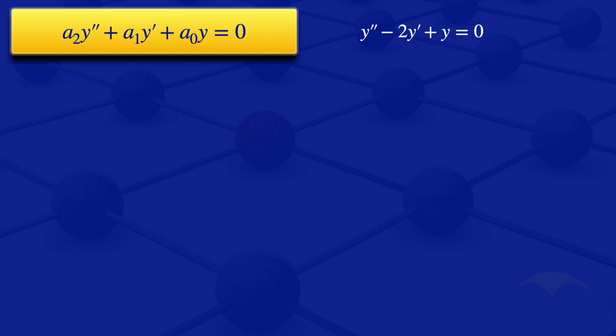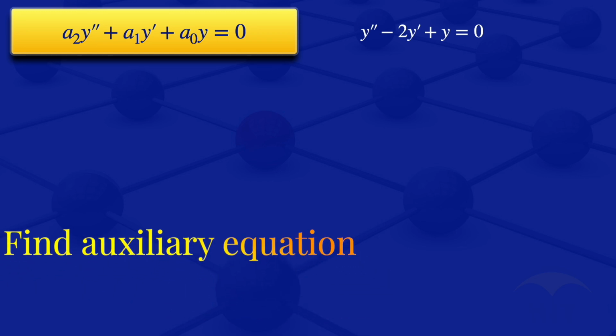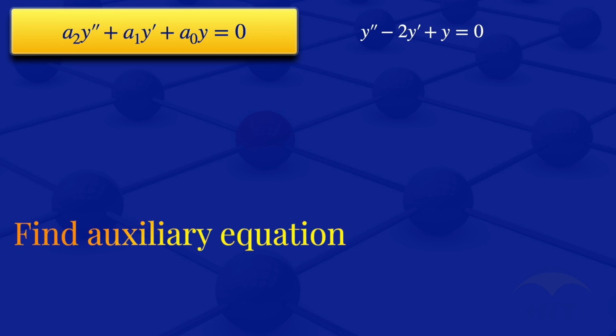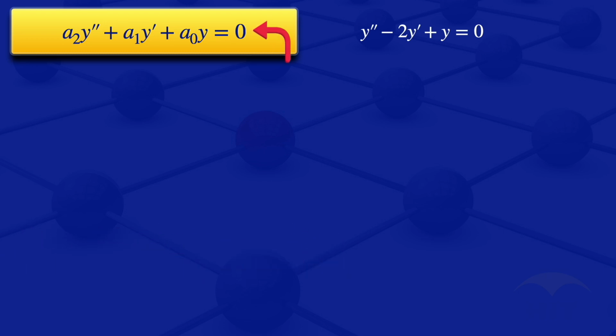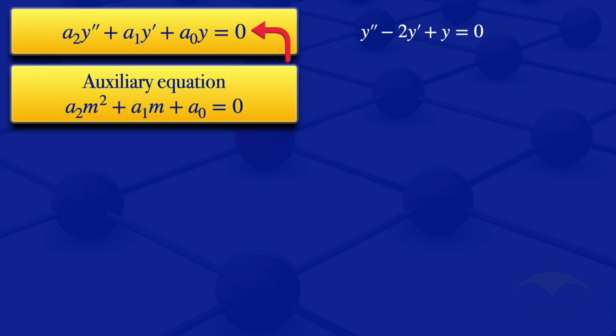To solve equations of this form, we first have to find the auxiliary equation. The auxiliary equation of this equation is given by a2 m squared + a1 m + a0 = 0. So we can now go on and compare these two equations there.